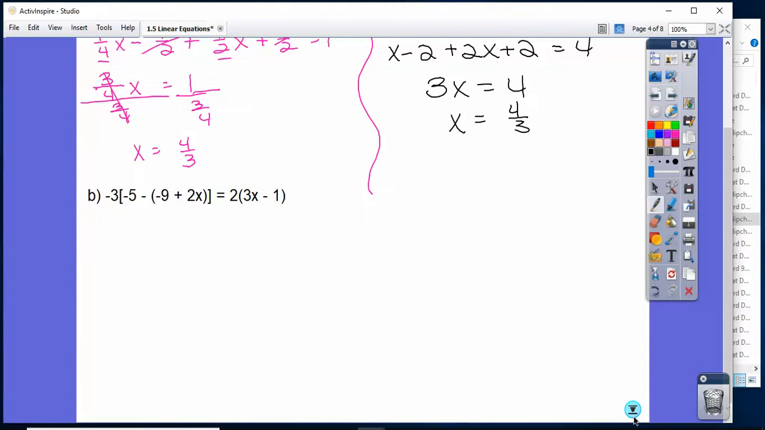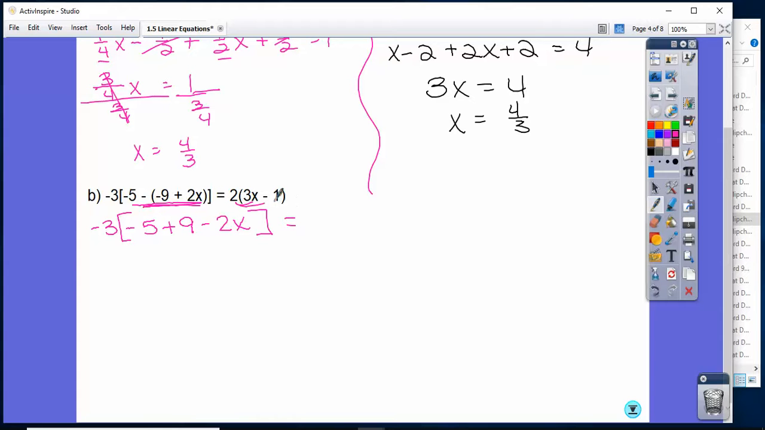B. This looks a little nastier because we have the bracket. A bracket is just like a second set of parentheses. So you're going to start on the inside and work your way out. If I am working on the inside here, the very first thing I need to do is distribute that negative. So I have a negative 5 minus a negative, so it makes plus 9 and minus 2x.